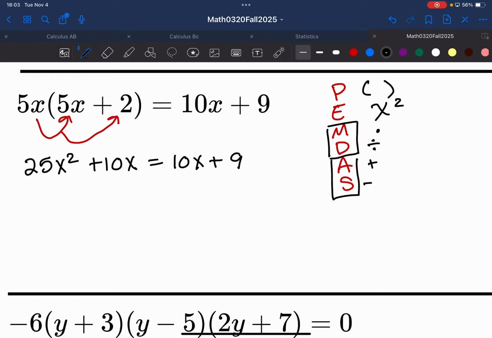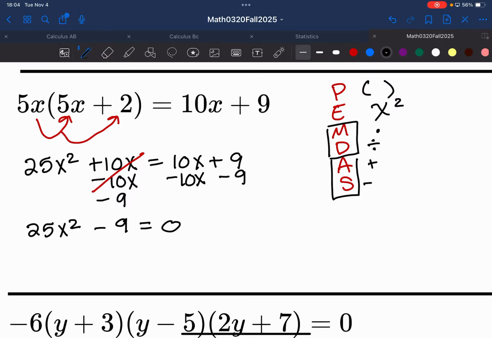Now that I have the parentheses gone, my goal is to have this equation equal what? 0. So what am I moving over? Good, I'm moving over this 10x, so subtract 10x, and I'm also going to move over the 9. Which means I have 25x squared. What happens to those 10x's? Cancel, because one's positive and one's negative, which means I'm left with just that minus 9 equals 0. Okay, so I have an a value and I have a c value. So what method am I going to use to factor this?